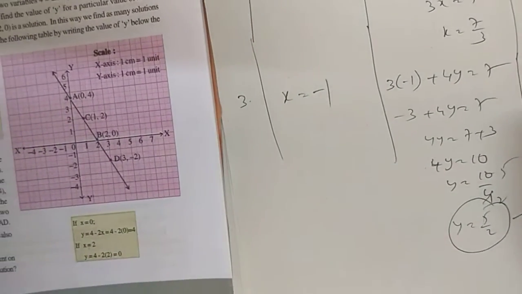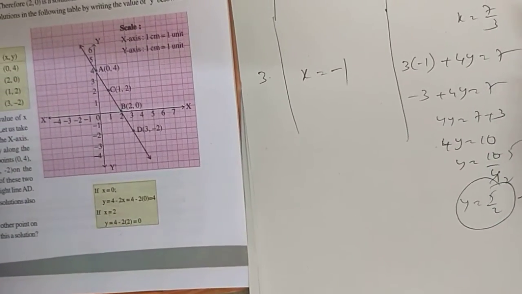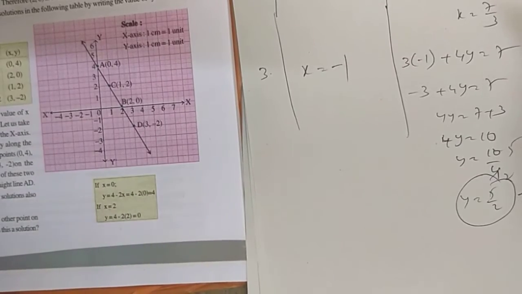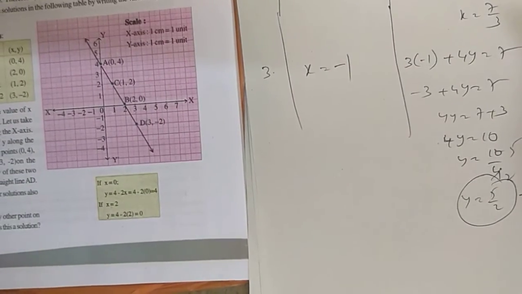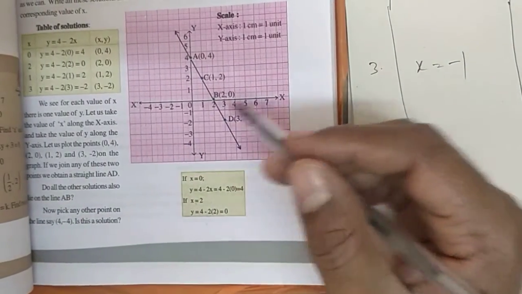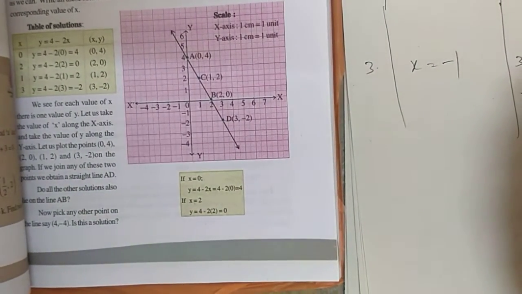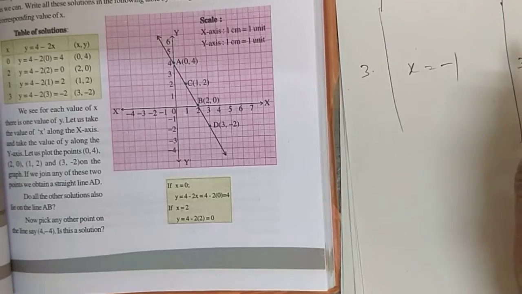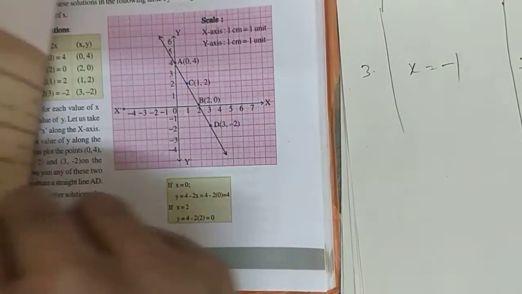Like this you have to write solutions for all the equations. How many are given here? Six are given. So for all six you have to maintain a table like this and write the solutions of the linear equations.